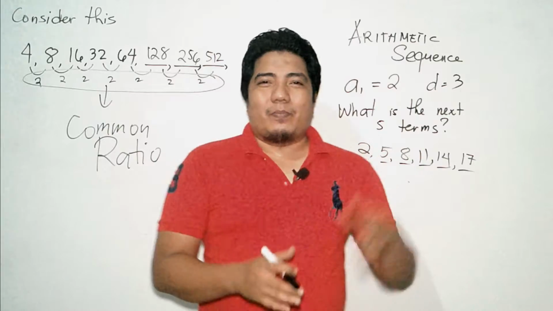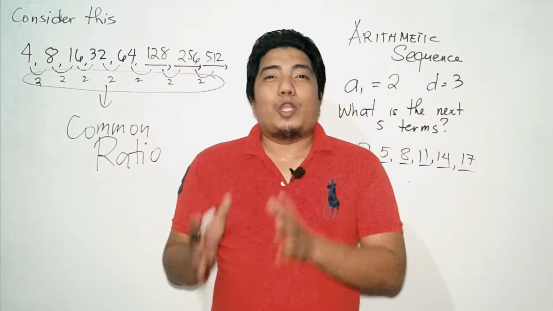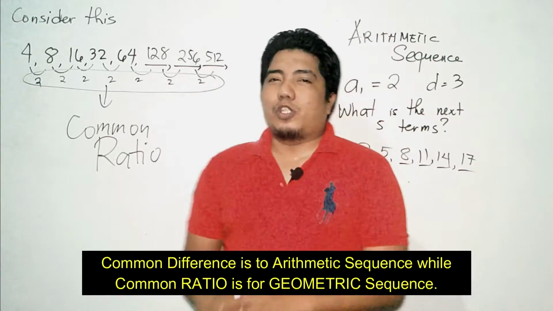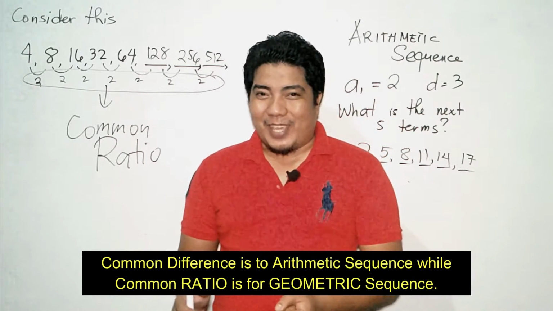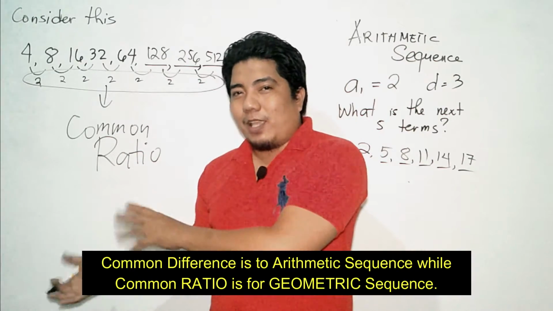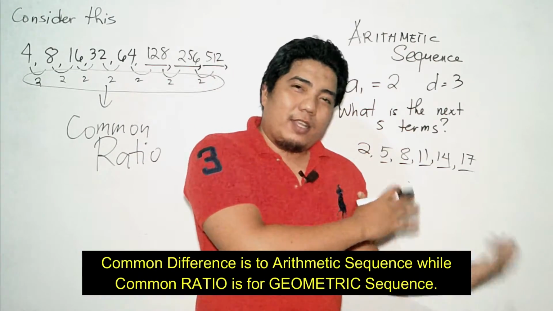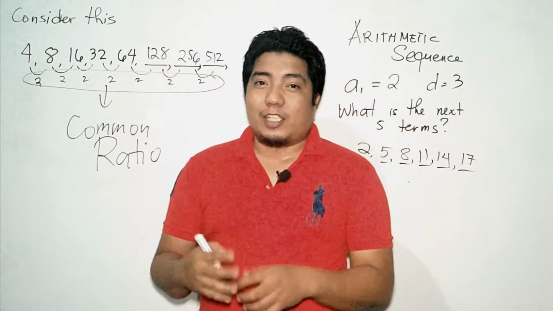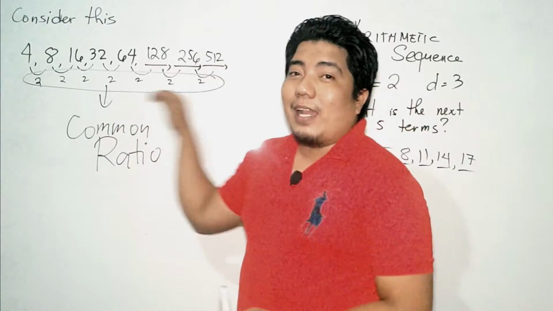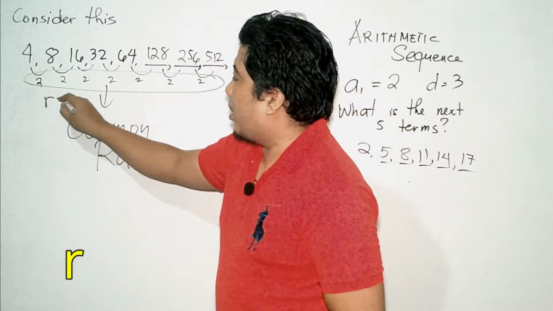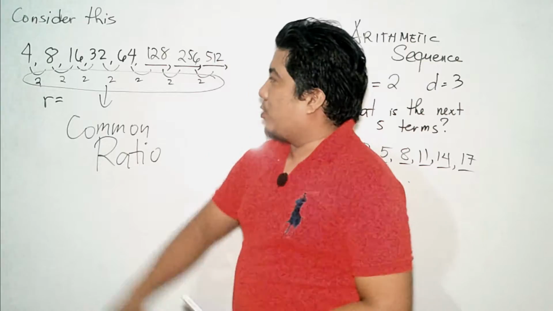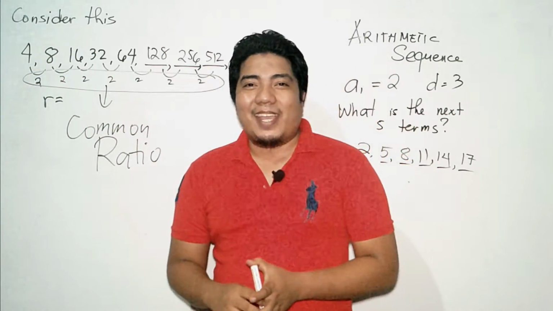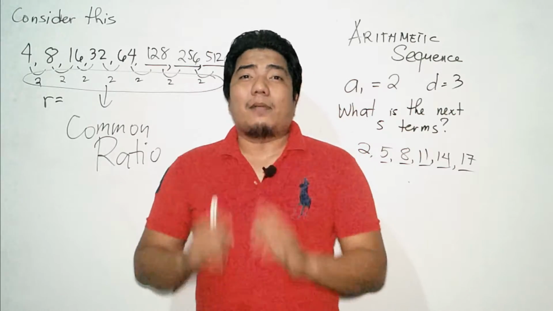So, to differentiate, for arithmetic sequences, we use common difference. For geometric sequences, we use common ratio. Okay? Again, for geometric, we use common ratio. For arithmetic, we use differences. So therefore, since this is the common ratio, we will not use the letter D. Instead, we will use the letter R. Okay? So this is still the first term, the second term, and so on and so forth. Now, let us consider some more examples.